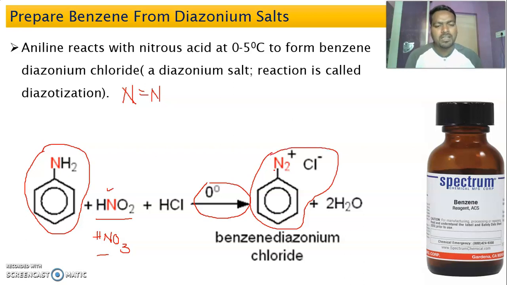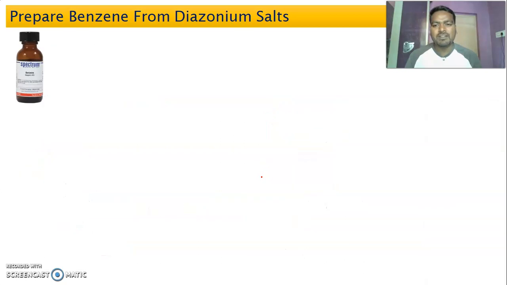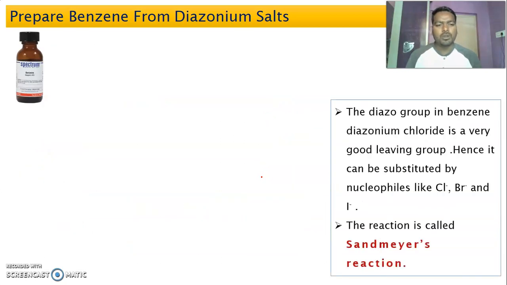Look at the composition of the benzene diazonium chloride. Here to the benzene, two nitrogens are directly attached. The structure is like that: N double bond N Cl. This is a salt, so N plus Cl minus, and this is directly attached to the benzene ring. This is called benzene diazonium chloride. By using this benzene diazonium chloride, we can prepare the benzene derivatives. Now let us see the benzene derivatives by using benzene diazonium chloride.